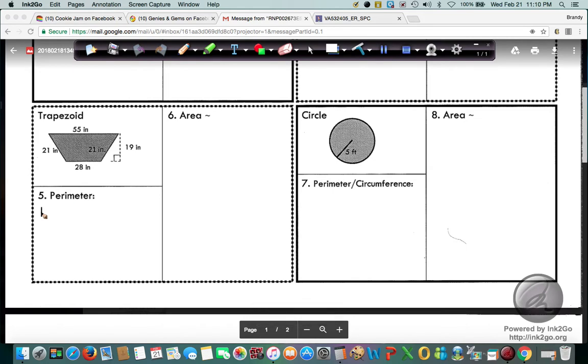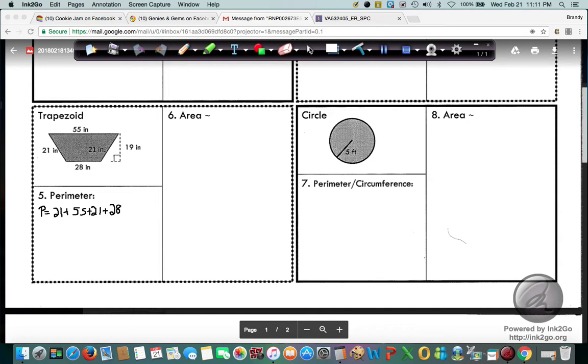So to find perimeter, we simply add up all of our sides. We don't need the 19 right now, because that's our height. We just need the length of the four sides. And just to give you a hint, the two side pieces don't always have to be the same. They could be different lengths, so just be careful with that. So we have 21 plus 55 plus another 21 plus a 28 here at the bottom.